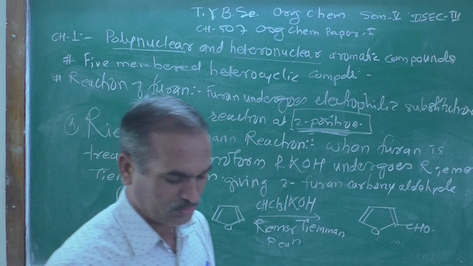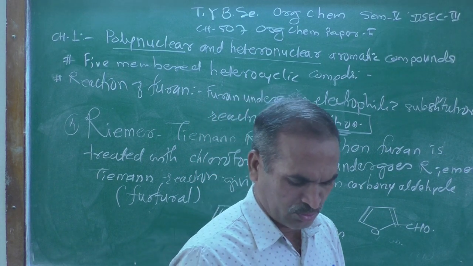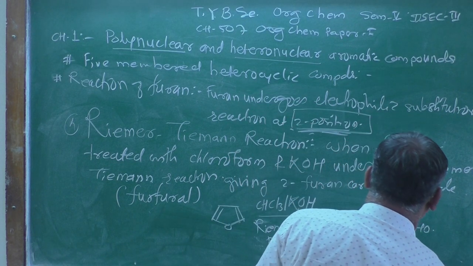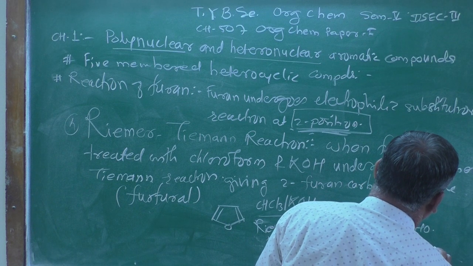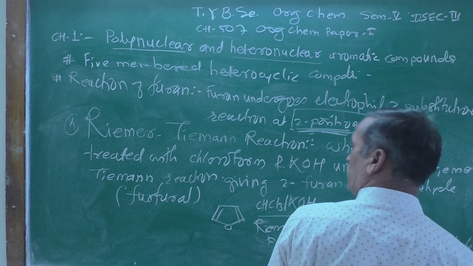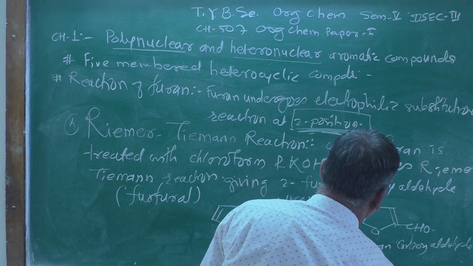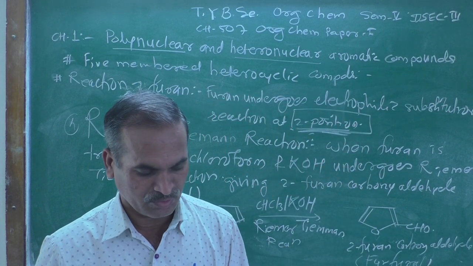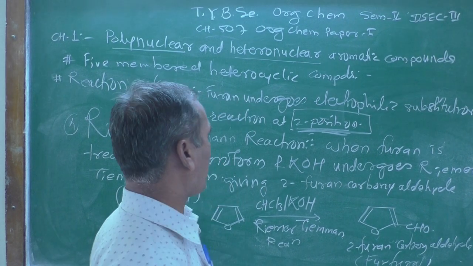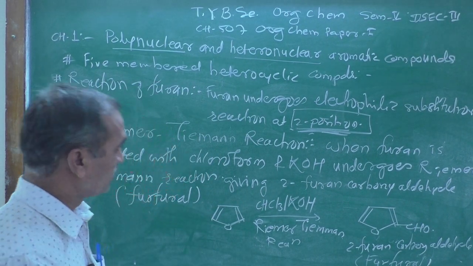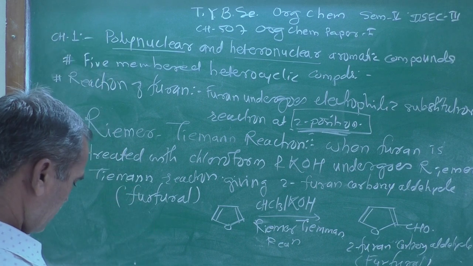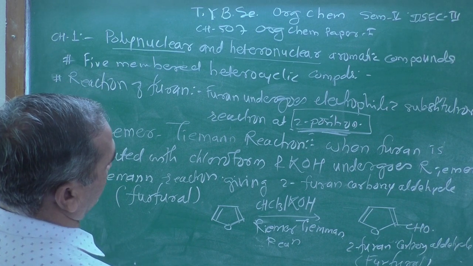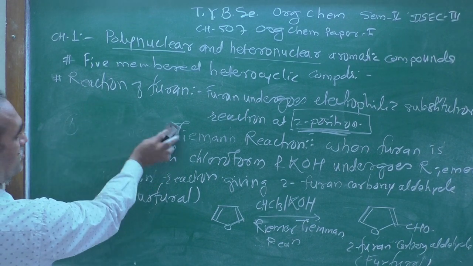This is the compound which we got over here. This is nothing but 2-furan carboxaldehyde. The common name of this compound is furfural. That is the common name used over here. So this is one of the reactions which we have seen. This is the fourth reaction. Now one more reaction we are going to discuss here, which is the fifth reaction.